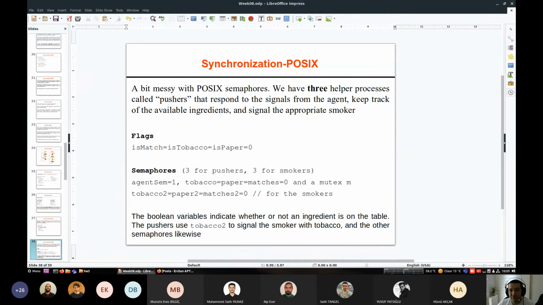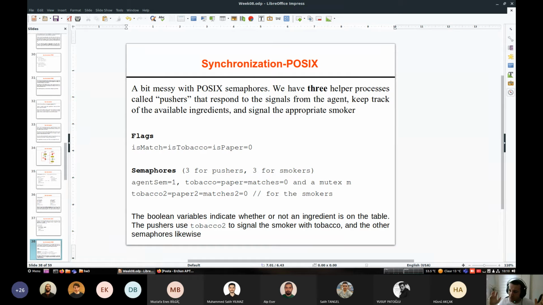Now, the Boolean variables, is match, is tobacco, and is paper, indicate whether or not an ingredient is on the table. So these variables indicate whether a resource is on the table or not. And the pushers use tobacco 2, paper 2, and matches 2 in order to signal the smoker. For instance, they will use tobacco 2 in order to notify the smoker who has tobacco, or the other semaphores likewise. So the pushers will use paper 2 in order to notify the smoker with paper.